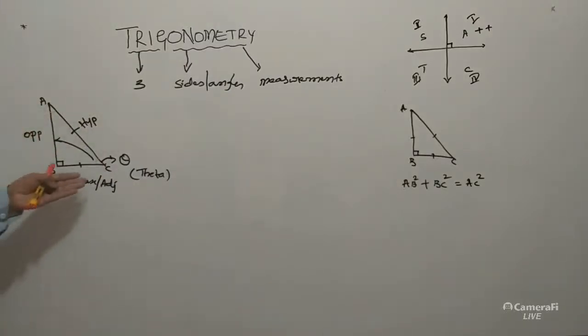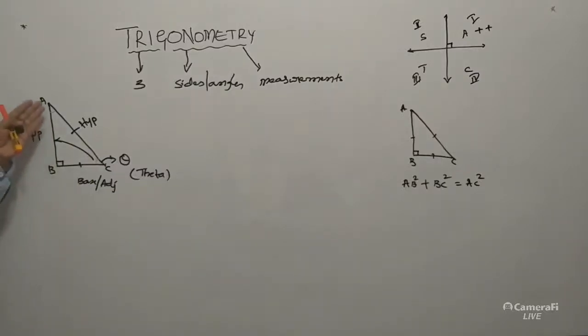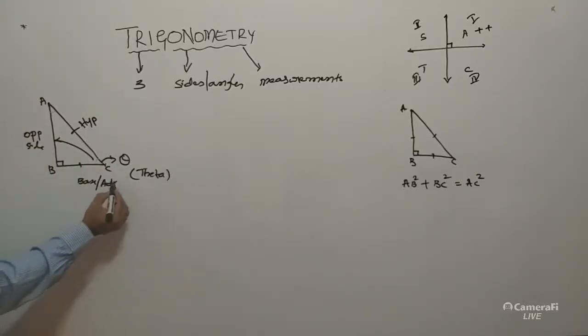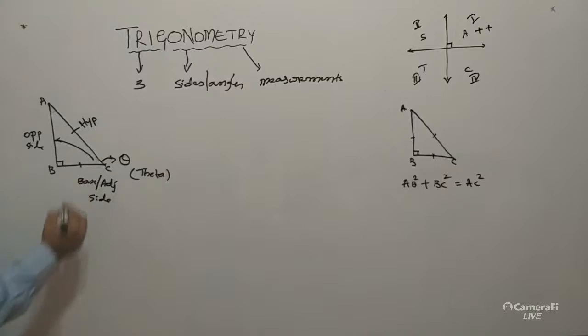Now come back. As I told, this we consider as the base angle, then its opposite side is called the opposite side, and where theta is, at the base, is the adjacent side, and this is the hypotenuse.